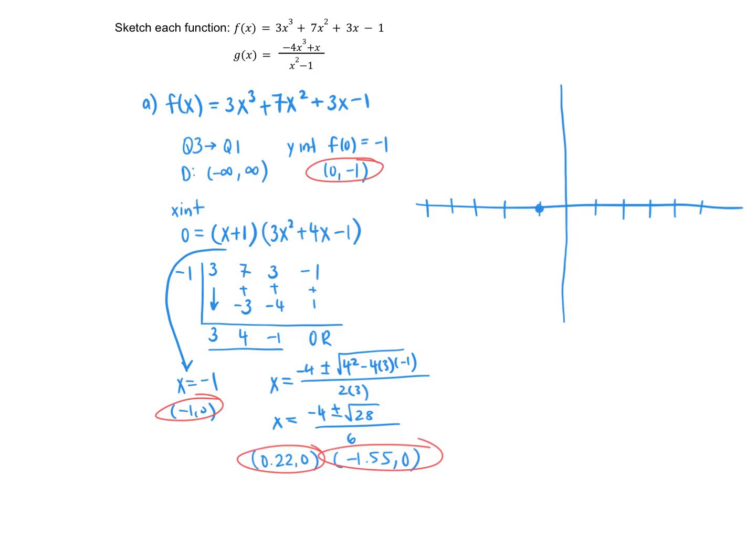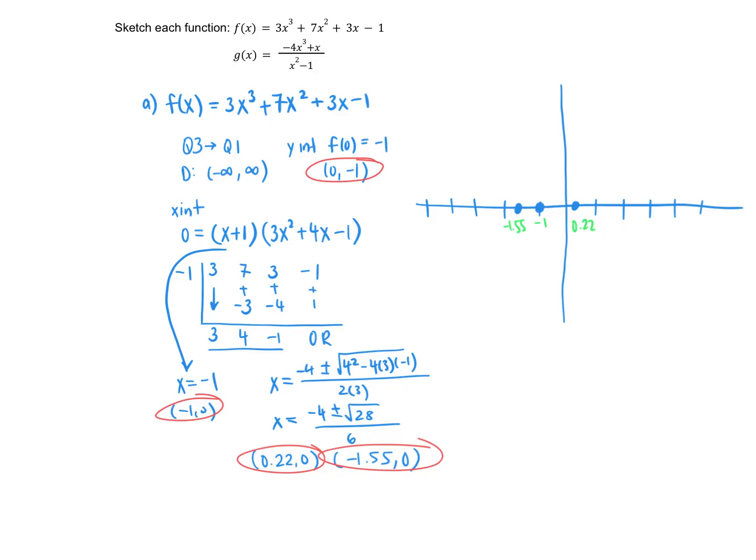So we have an x-intercept at -1, at 0.22, and at -1.55. There we are. And I'll just do a little label. Okay, I'm not going to plot the y-intercept just yet, just because I want to wait and see what scale I need once I actually find those max and mins.